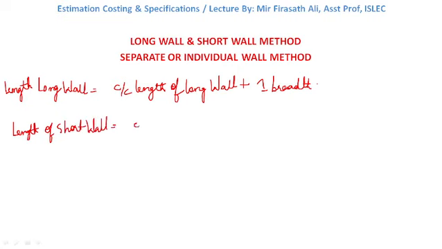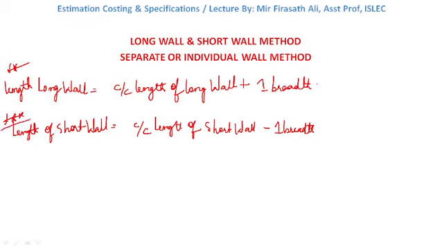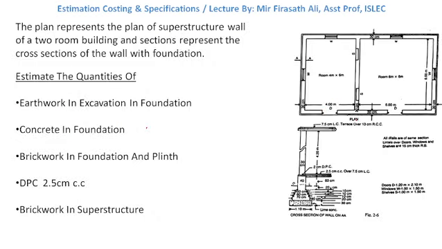the formula is center to center length of short wall minus 1 breadth. So these are the formulas which we learned in the previous class to determine the length of long wall and length of short wall. If we are perfect with these two formulas and apply them correctly, then our problem solving will be very easy. Now let us see the question.